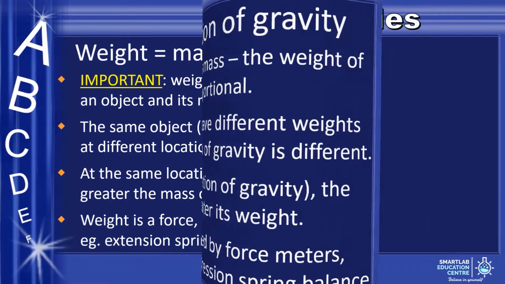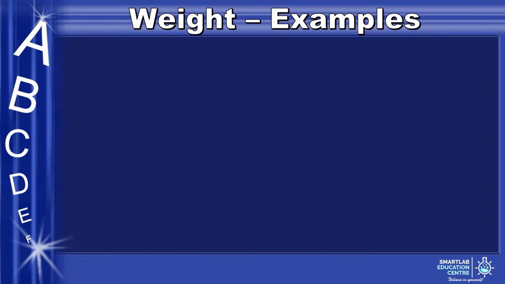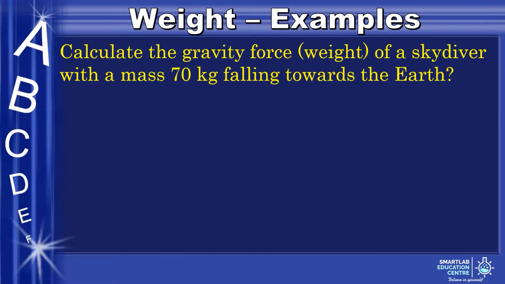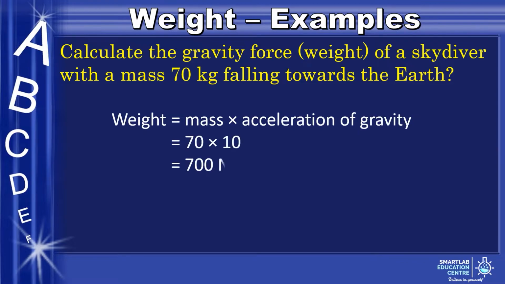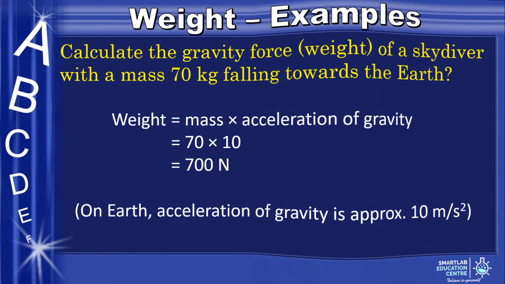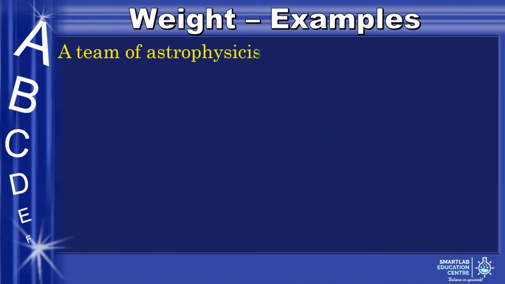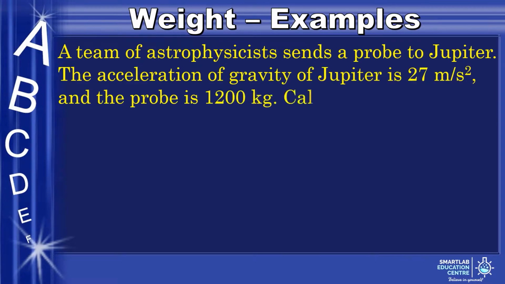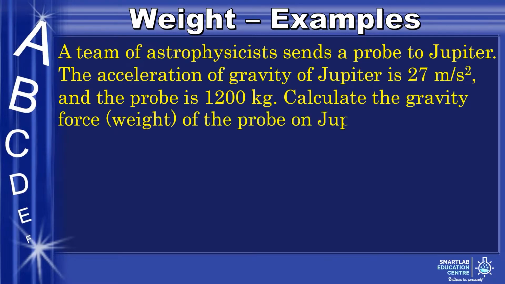Let's take a look at some examples. Calculate the gravity force, or weight, of a skydiver with a mass of 70 kilograms falling towards the Earth. A team of astrophysicists sends a probe to Jupiter. The acceleration of gravity of Jupiter is 27 meters per second squared, and the probe is 1,200 kilograms. Calculate the gravity force, or weight, of the probe on Jupiter.